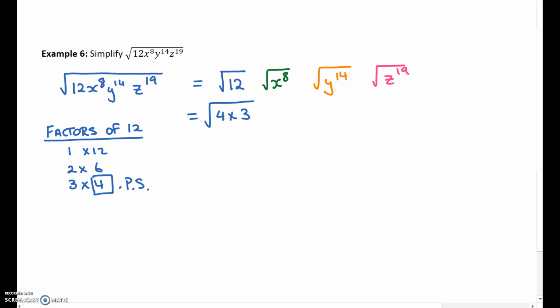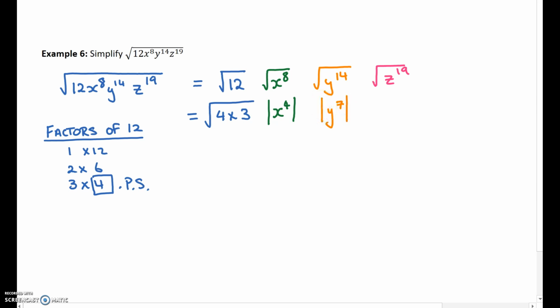Now for the variables that come next, we're going to just divide the power in half. So the square root of x to the 8 will be x to the 4. And remember, for variables, we should start with an absolute value sign. We can come back and check that a little bit later on. The square root of y to the power of 14, divided by 2, is going to be y to the power of 7. And don't forget your absolute value signs.